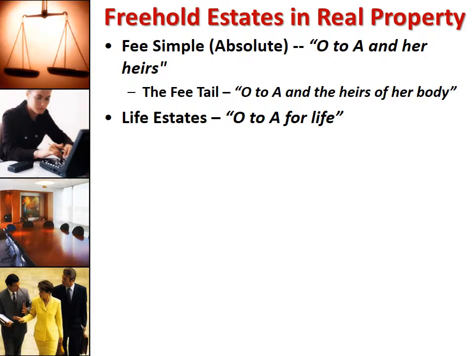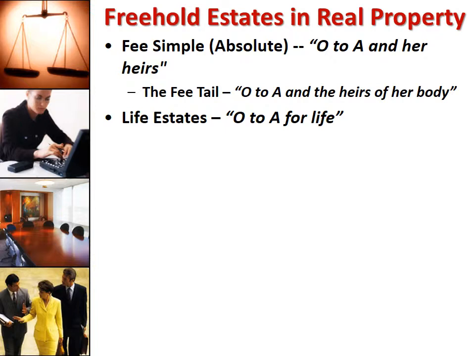We also have a set of freehold estates we call life estates or legal life estates. The simplest of these is O to A for life. O to A for life. What happens to the land after A has died? Well, it comes back to O. We call that the possibility of reversion. Remember I said this, or the reverter possibility. So, O has the estate, gives it to A to enjoy for A's life. When A dies, it comes back to O.